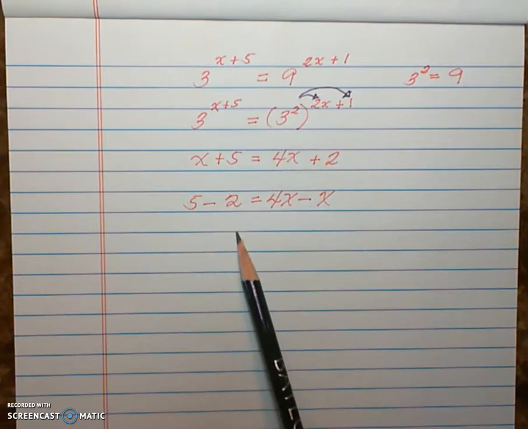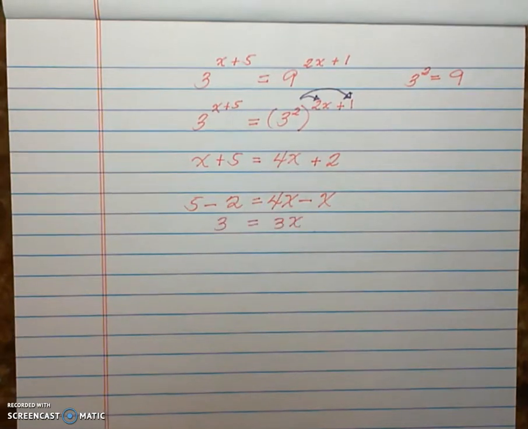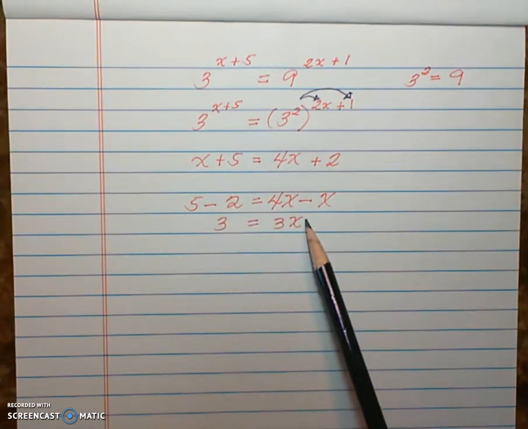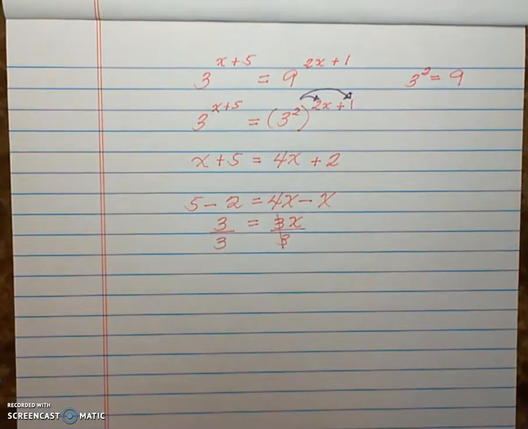So this side will just be 3 equals 4 minus 1 is 3x. All right, so now we're here, and for you to isolate the x, you must remove the 3 by dividing both sides by 3. And so for this example, the value of x is 1.